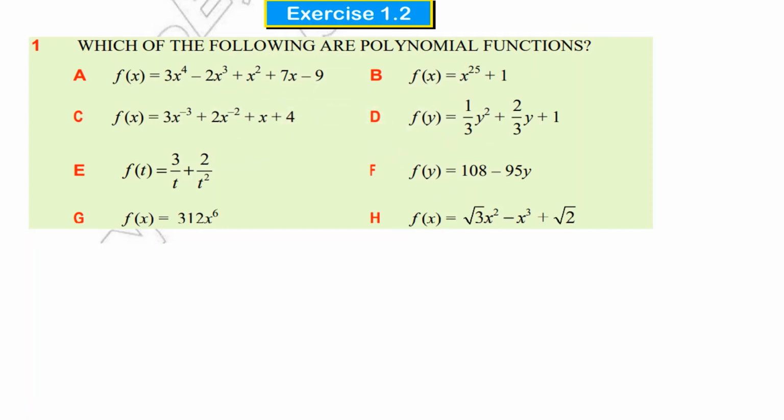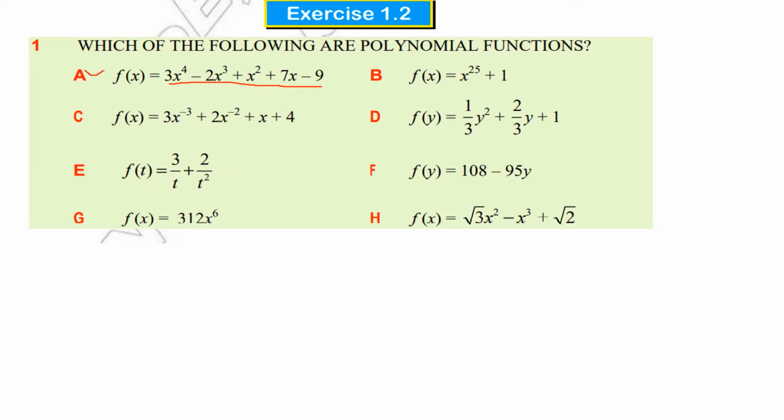Okay, let us come to exercise 1.2 from your textbooks, which says: which of the following are polynomial functions. We are going to identify polynomial functions here. For example, this one is in the form of a x to the power of n plus a sub n minus 1 x to the power of n minus 1, and there is no negative exponent here, so it is a polynomial function.